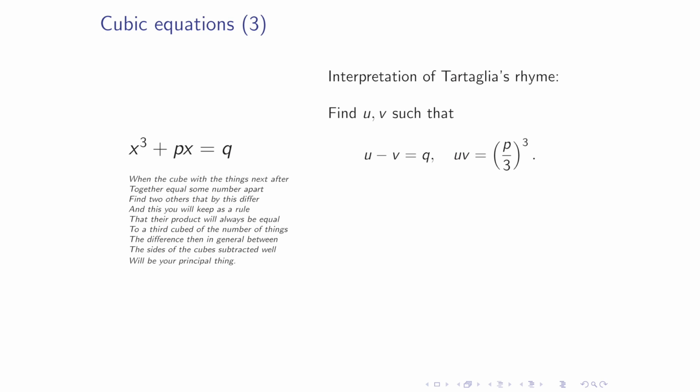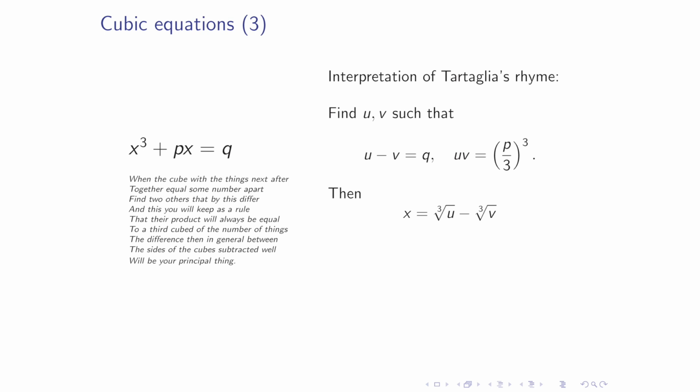So we're into the realms of something very much like Diophantus here again. We're looking for two numbers that differ by something and that multiply together to make something else. And then the rule says the difference then in general between the sides of the cubes, so the cube roots of these two things, will be your principal thing. So this is x. Okay?